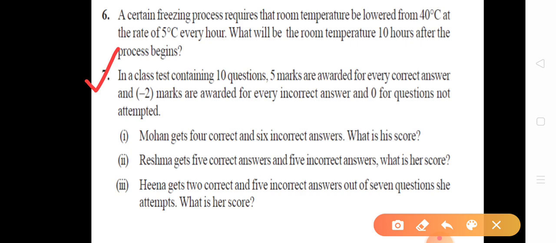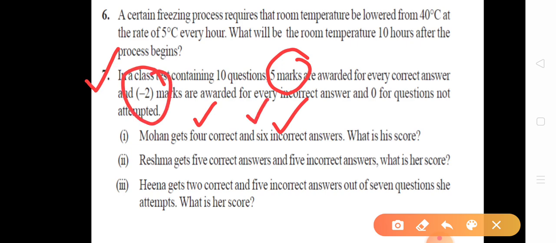Now the first part, Mohan gets 4 correct and 6 incorrect answers. What is his score? Very easy. See, if it is 4 correct, you simply have to multiply the marks for one correct answer with 4, as well as you have to multiply the marks awarded for an incorrect answer, that is -2, with 6, and then you find out their sum, and that will be your answer.